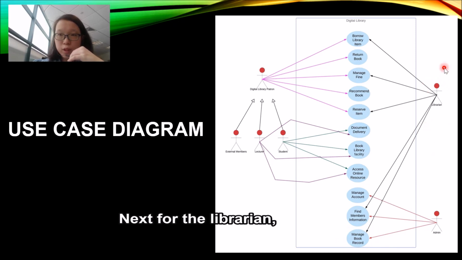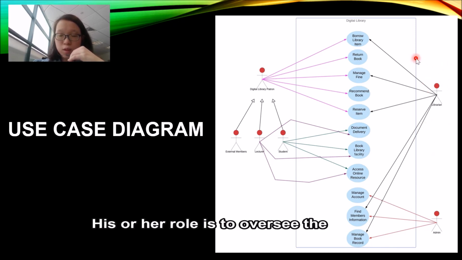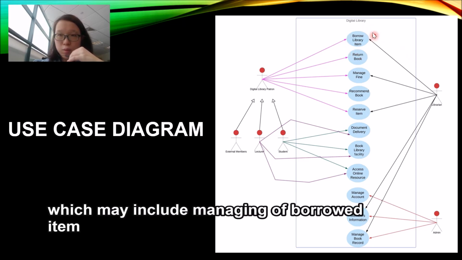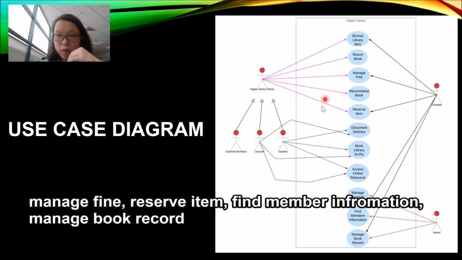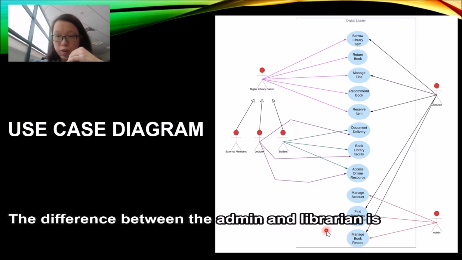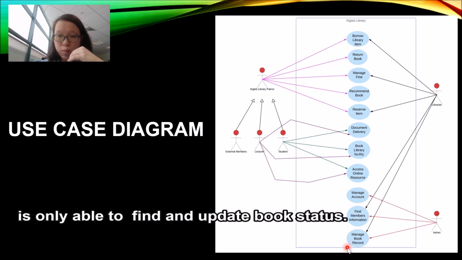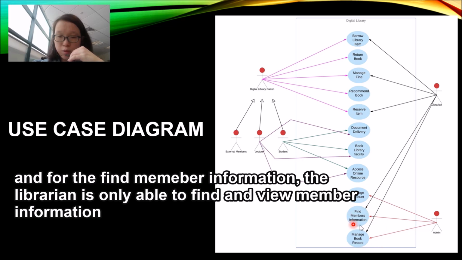Next, for the librarian, his or her role is to oversee the daily operational needs of the library, which may include managing borrowed items, managing fines, reserving items, finding members' information, and managing book records. The difference between the admin and the librarian is that for the manage book records use case, the librarian is only able to find and update book status, and for the find members' information, the librarian is only able to find and view members' information.